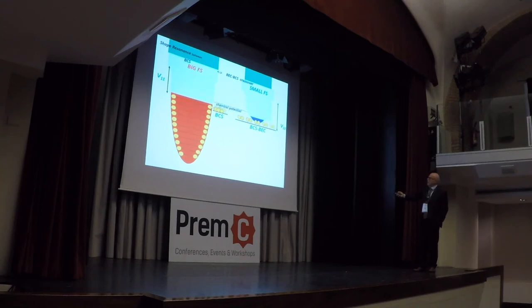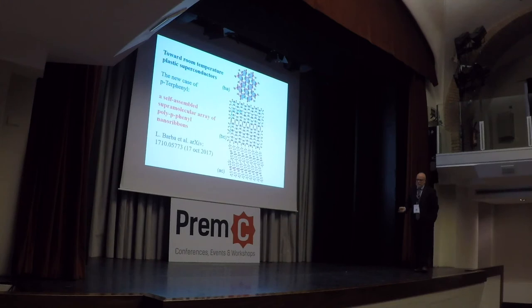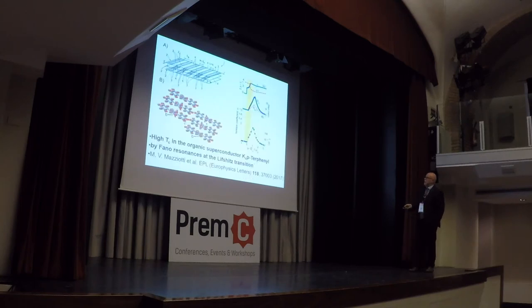Then the Fano resonance introduces the exchange term between the two. The most recent case, which I go through very fast, you can find in the paper posted yesterday on the arXiv, where we say that actually we can create a superlattice of nanoribbons by plastic, by terphenyl. You can create a self-assembled molecular array of polyphenyl nanoribbons, and I think that is completely opening a new world.